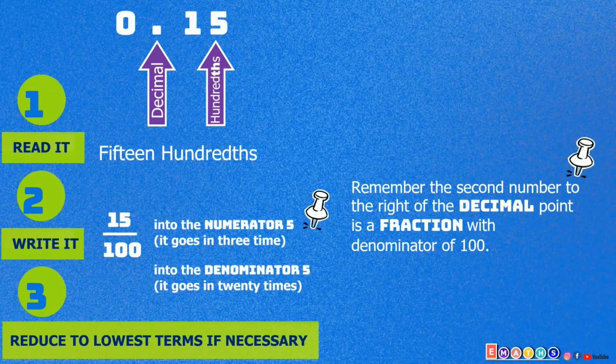Into the numerator 5, it goes in 3 times. Into the denominator 5, it goes in 20 times. 3/20.